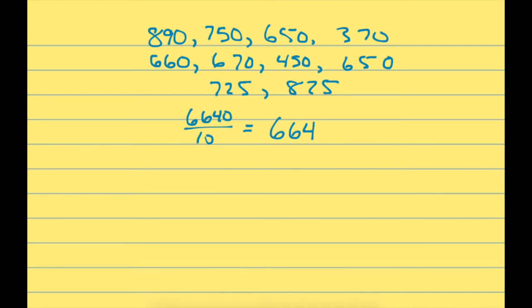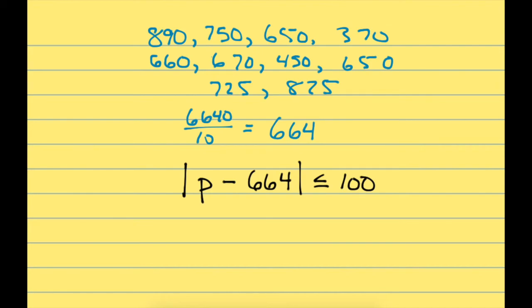Now part B says we are willing to pay the mean price with an absolute deviation of at most $100. How many of the computer prices meet your condition? So remember, our absolute deviation tells us that the price that we're willing to pay can be different from the mean, 664, by at most. That means less than or equal to $100.